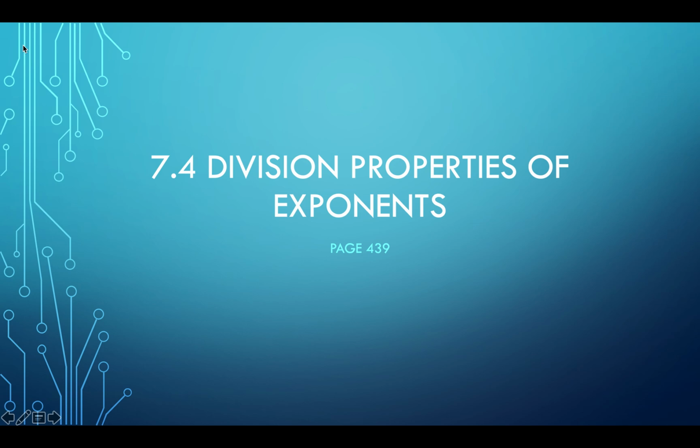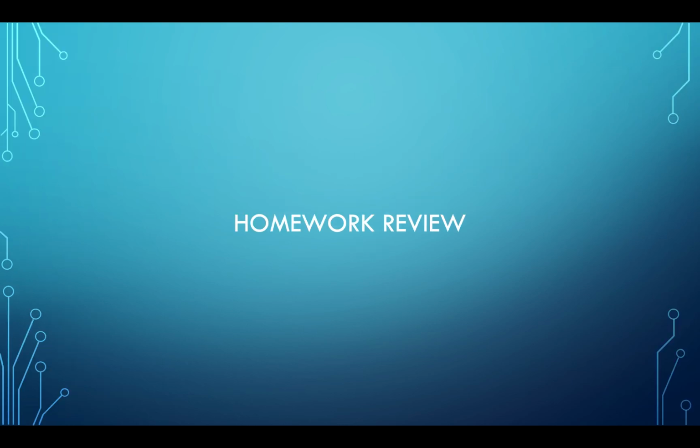So for today's lesson, we're going to be covering Chapter 7, Section 4, Division Properties of Exponents. If you're following along, we're on page 439 in the textbook. So the first thing we're going to do is a little homework review.